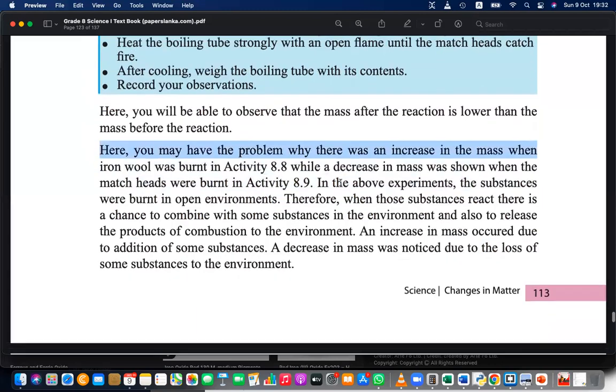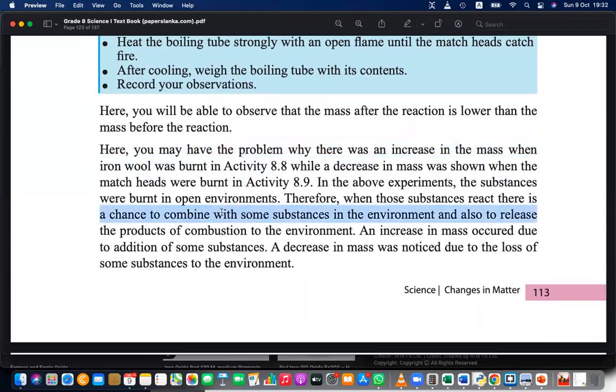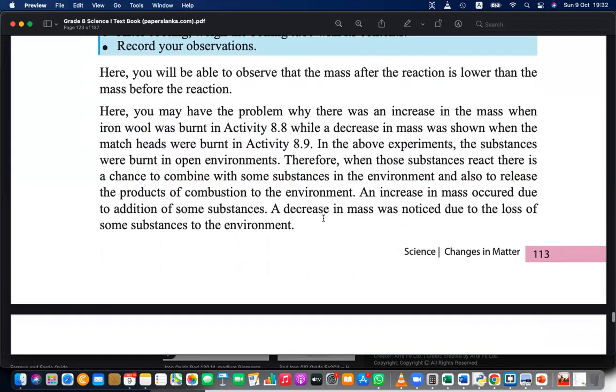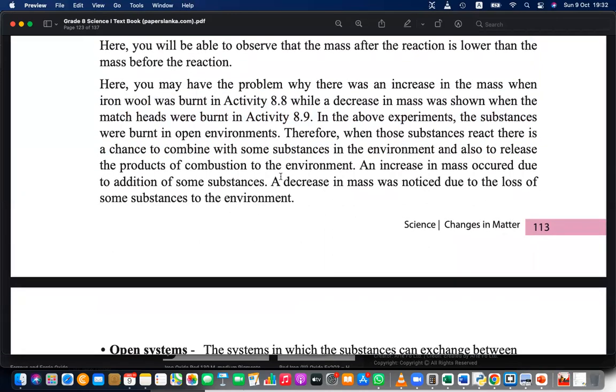So this is the reason for both. We have done the experiment in the open environment. When we do the experiment in the open environment, it will react with environmental materials like oxygen. So some might release products to the environment and some might absorb products from the environment. In the earlier case, oxygen was absorbed. Here, something was released. That is why the mass decreases.